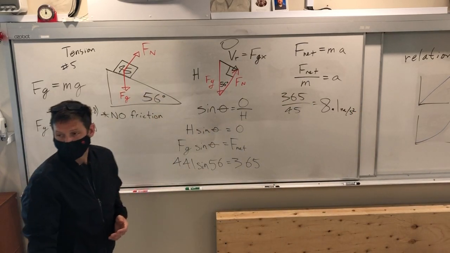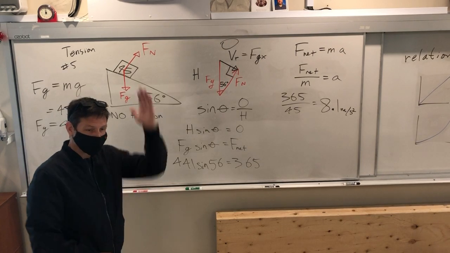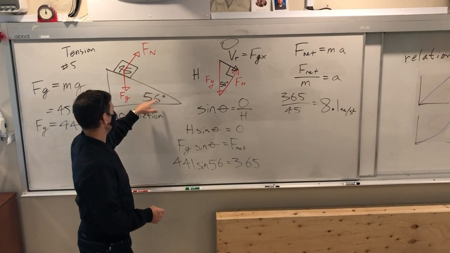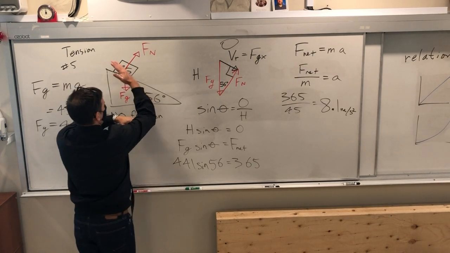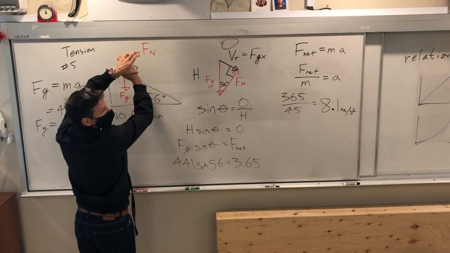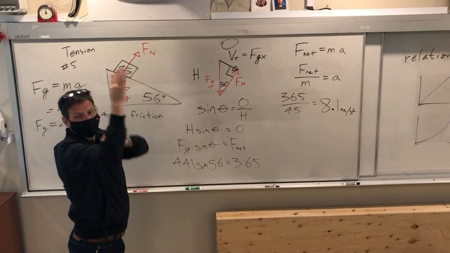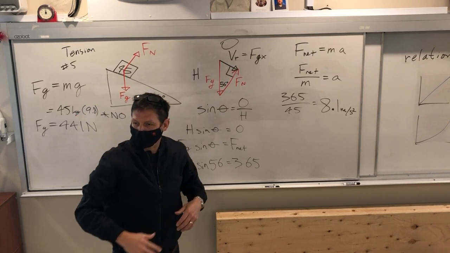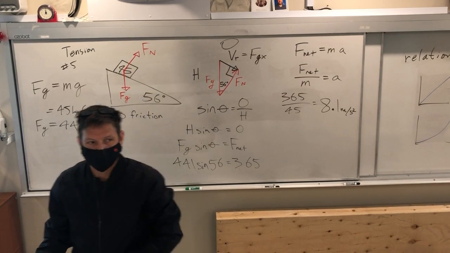Kind of makes sense, right? It's got to be less than 9.8 because it's not straight up and down. But 56 is pretty steep. Is this drawn to scale? No, 56 is like this, right? So if you slide something down with no friction, it's going to be pretty fast. And as you get less, it'll be less and less.